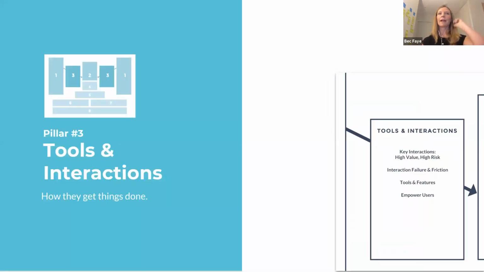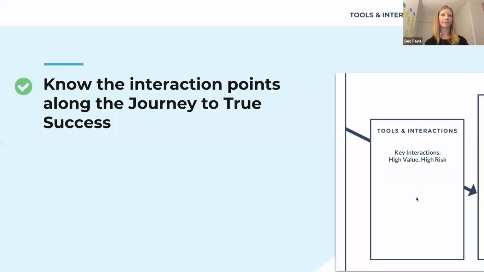For pillar number 3, we have tools and interactions. So this is where we actually start to look at the tools and functionality that your users need in order to get through that journey to true success. So we have things like the key interactions, including the high value and high risk interactions. You have the interaction failure and friction points, and tools and features, and then also how do we empower users.